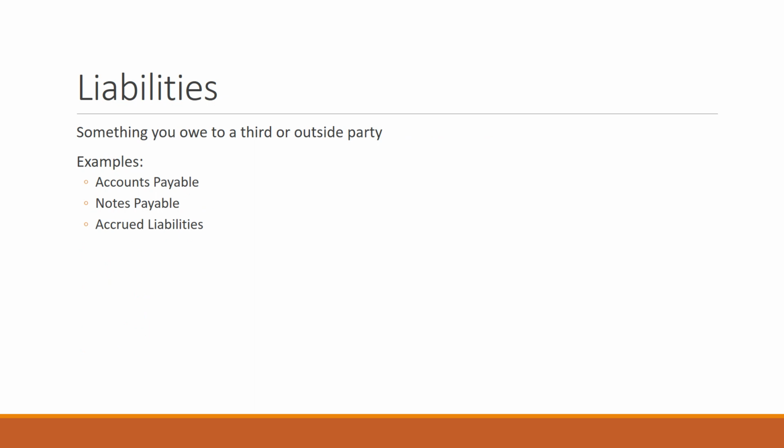Our next account category are liabilities, and these are something that we owe to a third or an outside party. Examples of this would be accounts payable. Remember in our previous example we had accounts receivable. We have sold something to someone and they owe us money. This is where we're on the other side of that transaction. We have purchased something from one of our vendors and we have received a bill, but we have not yet paid them. We owe them money. We have incurred a liability. Other examples are notes payable and accrued liabilities.